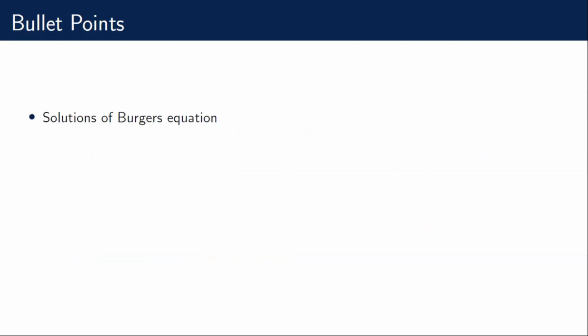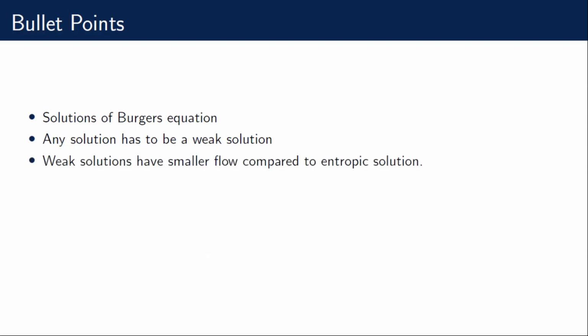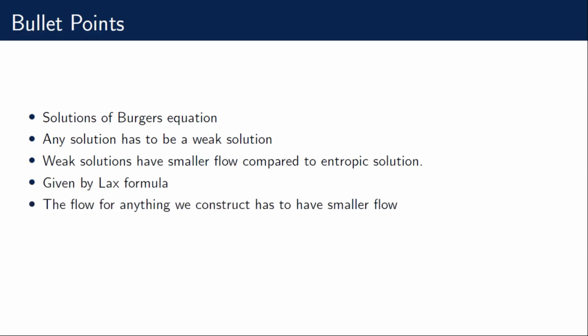These are weak solutions of Burgers' equation. Any solution has to be a weak solution, as I just said. Weak solutions have smaller flow compared to the entropic solution, which is given by the Lax formula. The flow for anything we construct has to have smaller flow. So we minimize over a larger class.